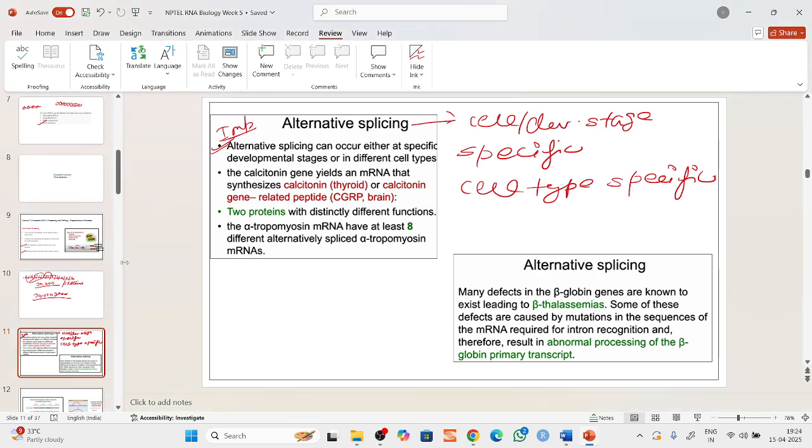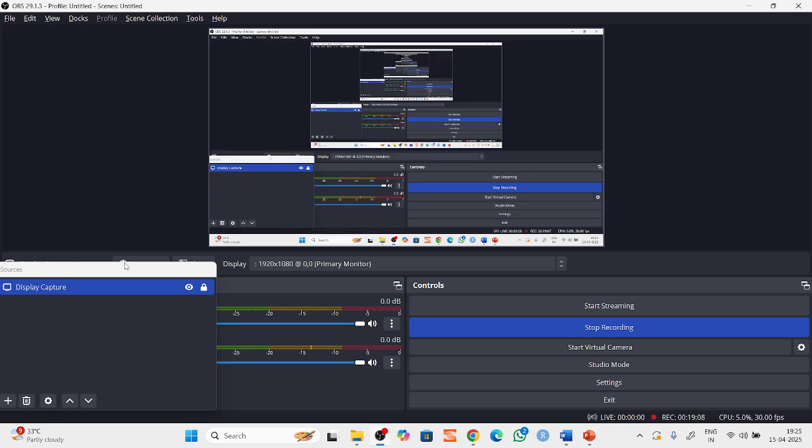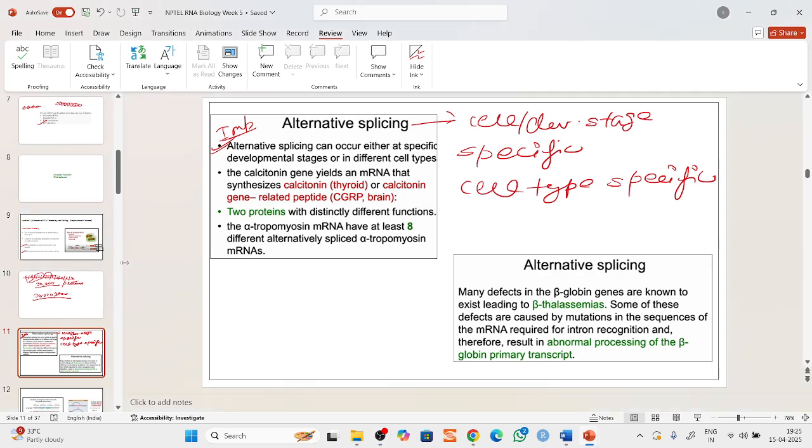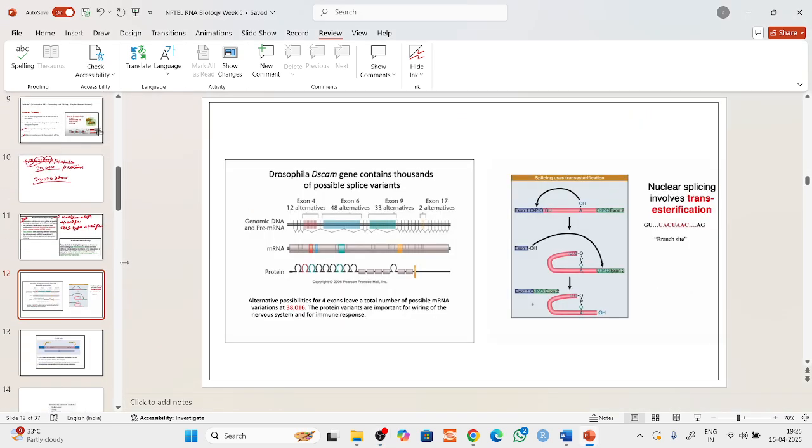Then again, one more example: many defects in the beta globin genes are known to exist, leading to beta thalassemias. Some of these defects are caused by mutation in the sequence of mRNA required for intron recognition, and therefore result in abnormal processing of the beta globin primary transcript. This is again another example of alternative splicing. Then another example is the Drosophila Dscam gene, which contains thousands of possible splice variants.